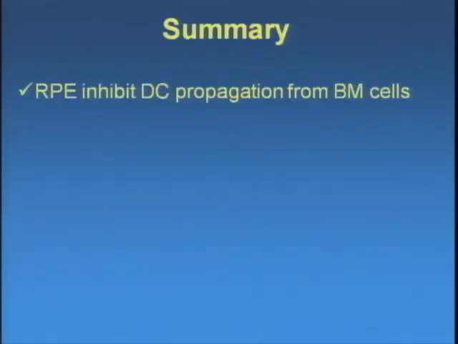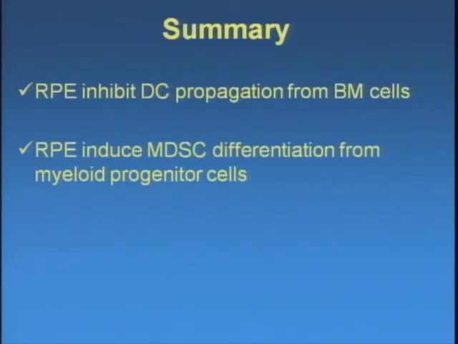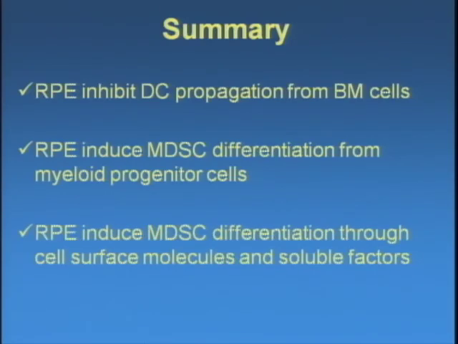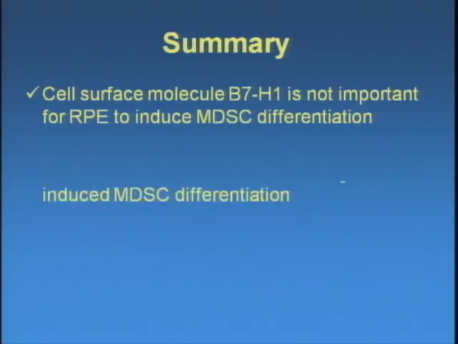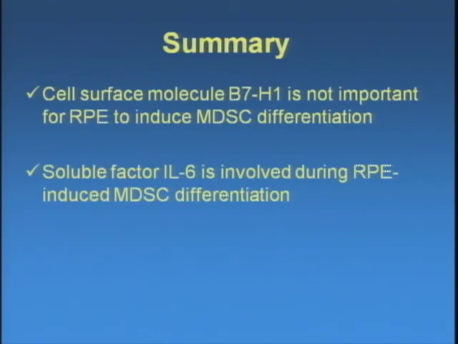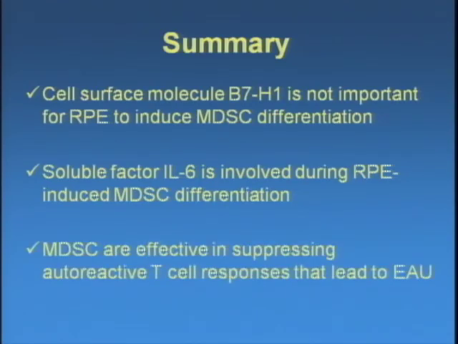So in summary, I hope I convinced you that we found RPE can inhibit DC differentiation from bone marrow cells, and at the same time, RPE can also induce MDSC differentiation. The RPE-induced MDSC differentiation occurs through both cell surface molecules and soluble factors. B7H1 is not important in our experimental setting, and the soluble factor IL-6 could be one of the soluble factors. MDSC are effective in suppressing autoreactive T cell responses that lead to EAU.